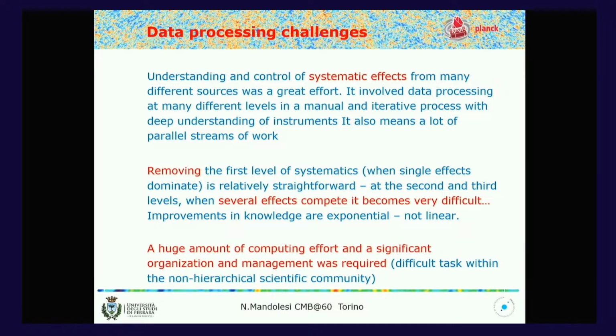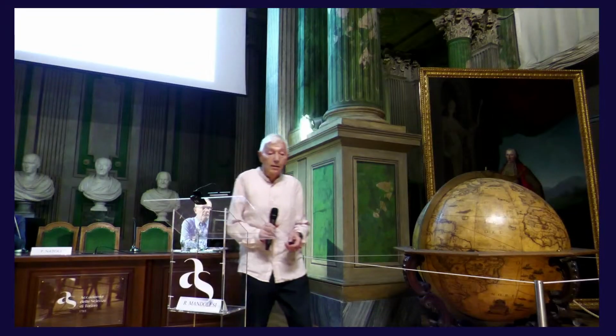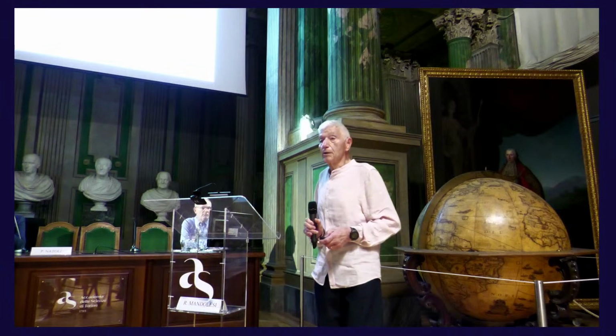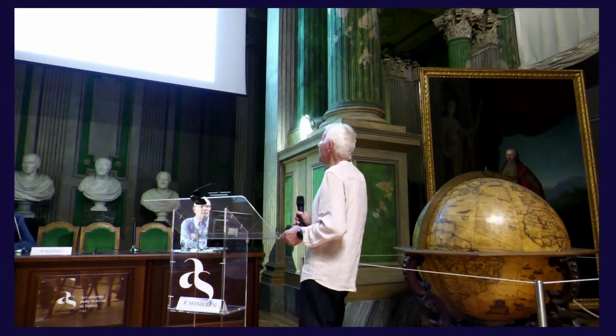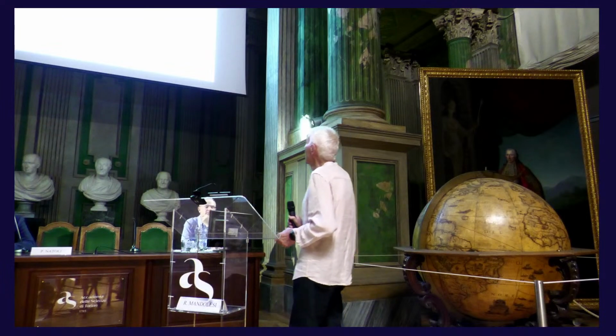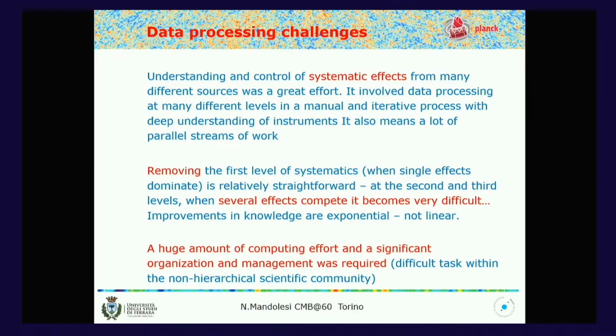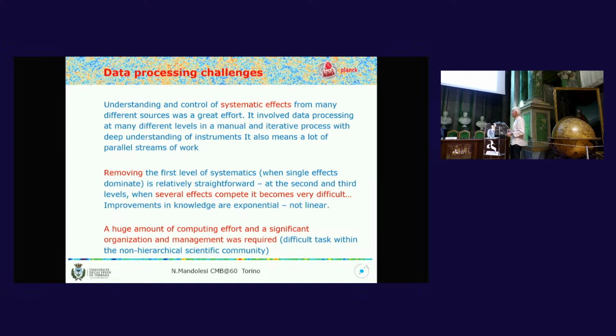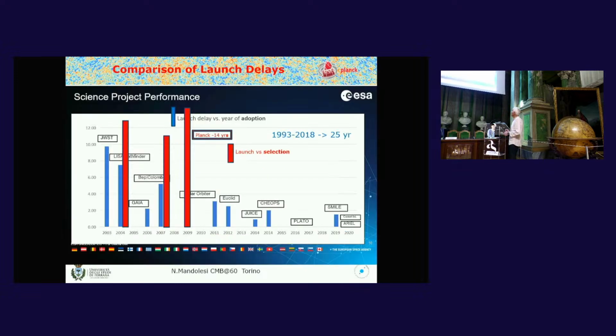Data processing, systematic effects. I know that Jean-Louis will talk about systematic effects. It is easy to find the first level, but going to the second level, third level, it's very difficult. And it means a lot of parallel stream work. A huge amount of computing effort and scientific organization and management was required. Difficult tasks that were not helped by the non-hierarchical scientific community.